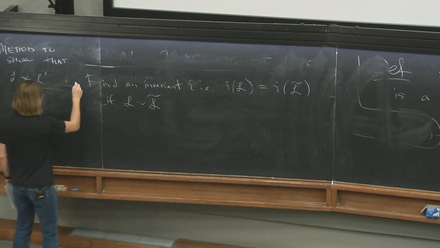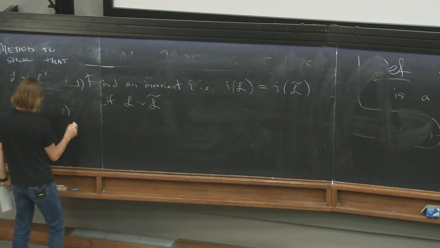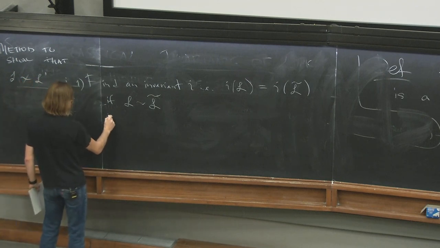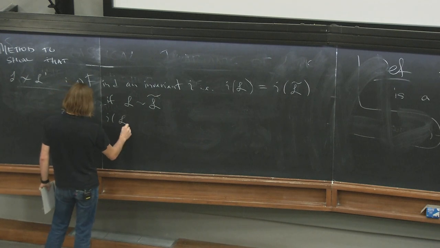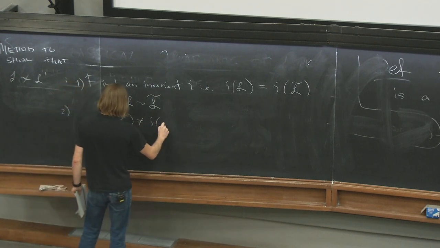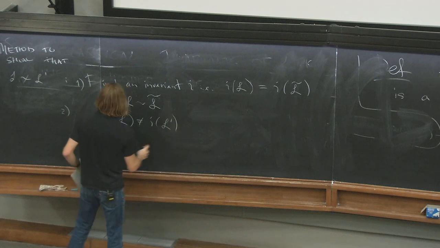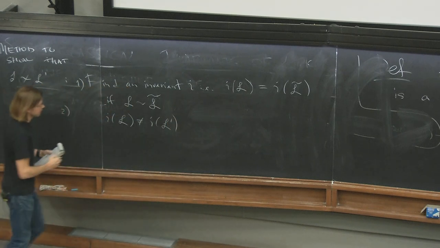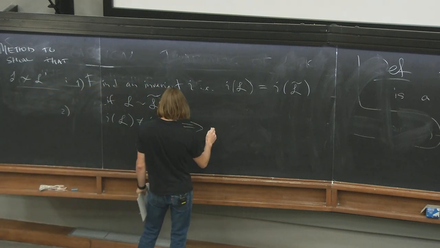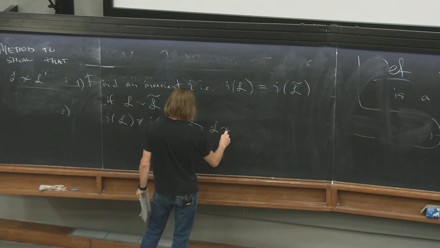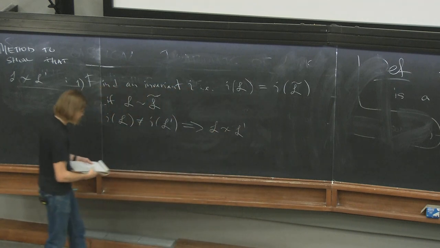And so the second step: if you manage to find some invariant and show that these invariants are different for these two particular links, then of course it follows that they are not ambient isotopic.